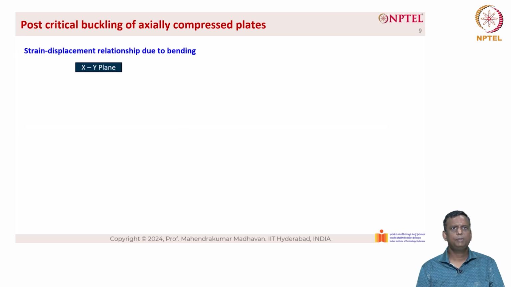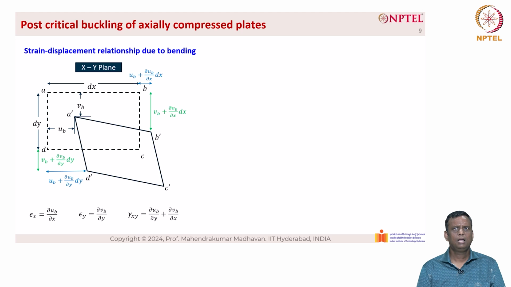So the strain displacement relationship due to bending in the xy plane is shown here, and epsilon x is given as ∂u_b divided by ∂x, and epsilon y equal to ∂v_b divided by ∂y, and gamma xy is given as ∂u_b divided by ∂y plus ∂v_b divided by ∂x.